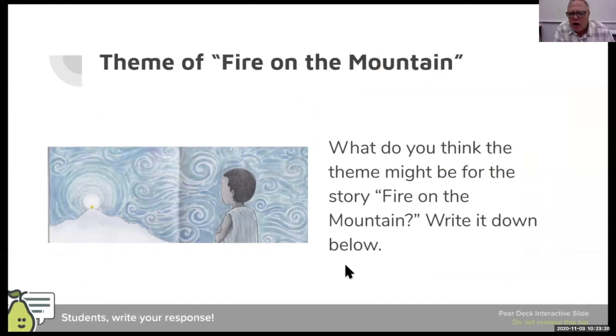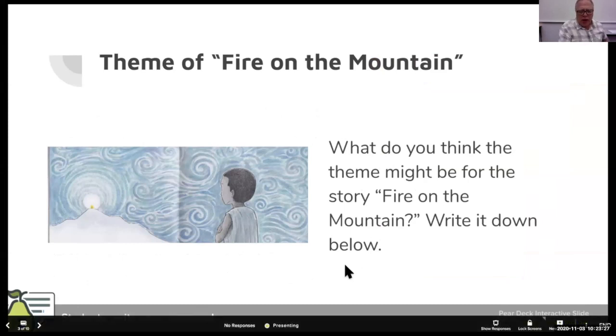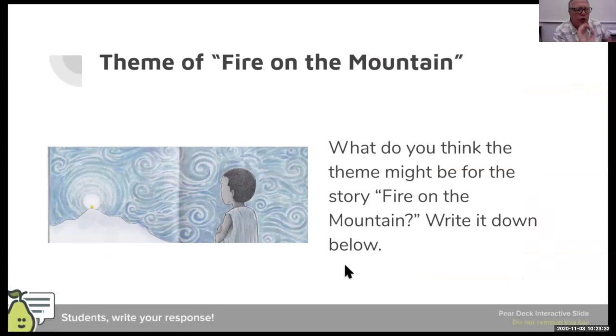Well, theme in Fire on the Mountain. What do you think the theme might be for the story Fire on the Mountain? I want you to write it down below. Go ahead, put it in, and then we're going to share with one another. What do you think the theme was? Thinking about what Mr. Hartman spoke about theme, something that we learn, what they want us to learn, what experience do you think they want us to take with us? Okay. Go ahead and write that, and then we'll share them with one another in just a second.